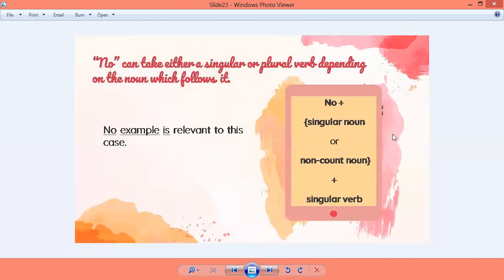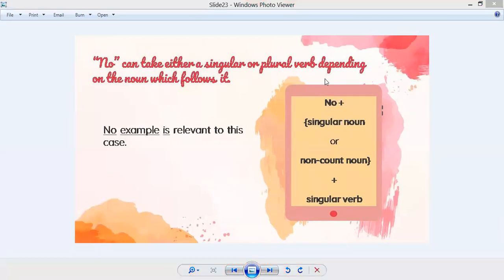Now we will move forward to no. No can take either a singular or a plural verb depending on the noun which follows it. जो none का rule था वही rule है that it is all going to depend on what kind of noun is followed by no. Okay, let us see the structure over here. No plus singular noun or a non-count noun. जब भी singular noun होता है या फिर any noun which cannot be counted, right? Then such a sentence will be followed by a singular verb.